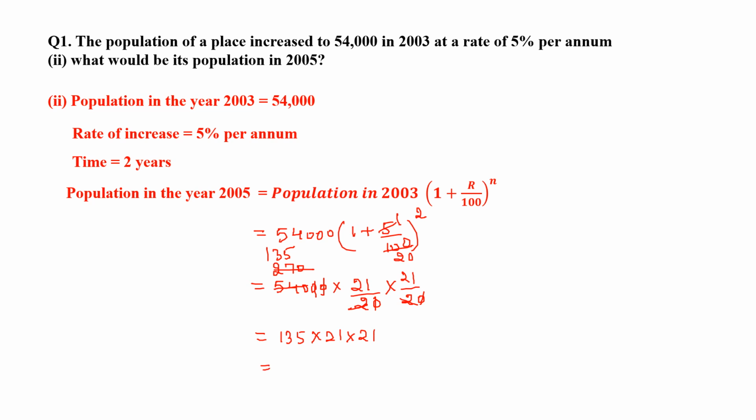And if I multiply everything, I will be getting 59,535. So the population in the year 2005 will be 59,535.